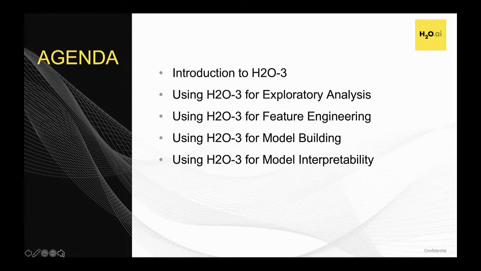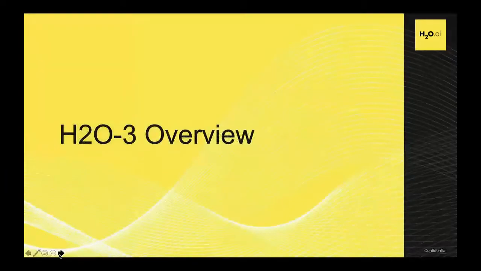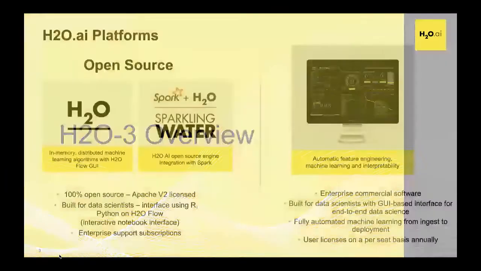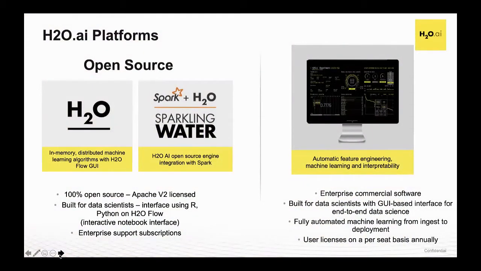Okay. So the first is our H2O-3 overview. If you were at my last webinar, we talked a little bit about all of our open source and closed source products. Today we're just really going to be focusing on H2O-3, H2O open source on the left-hand side. So just going over what H2O-3 is, it's an in-memory distributed machine learning platform. All of our algorithms are written in distributed Java, and it's really built for a data scientist.